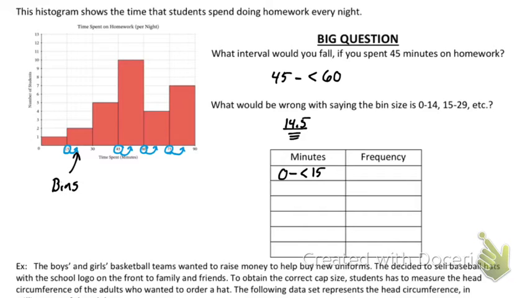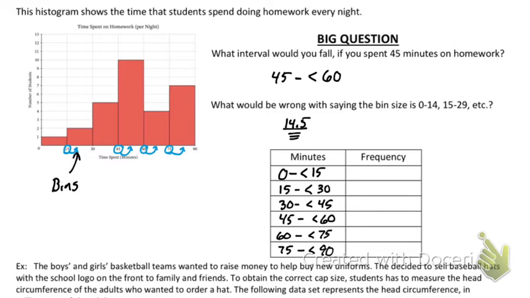You do not need to write it this way. I am not grading that you write it this way. If you just wrote 0 to 15 and you know that 15 goes into the next bin, awesome. You can do that. This is just an easy way to remember that 15 goes into the next bin, which means my next one would be 15 to less than 30. Then we'd have 30 to less than 45. Then 45 to less than 60. Then 60 to less than 75. Then 75 to less than 90. Once again, no one studied for 90 minutes because then we'd have to have another bin.